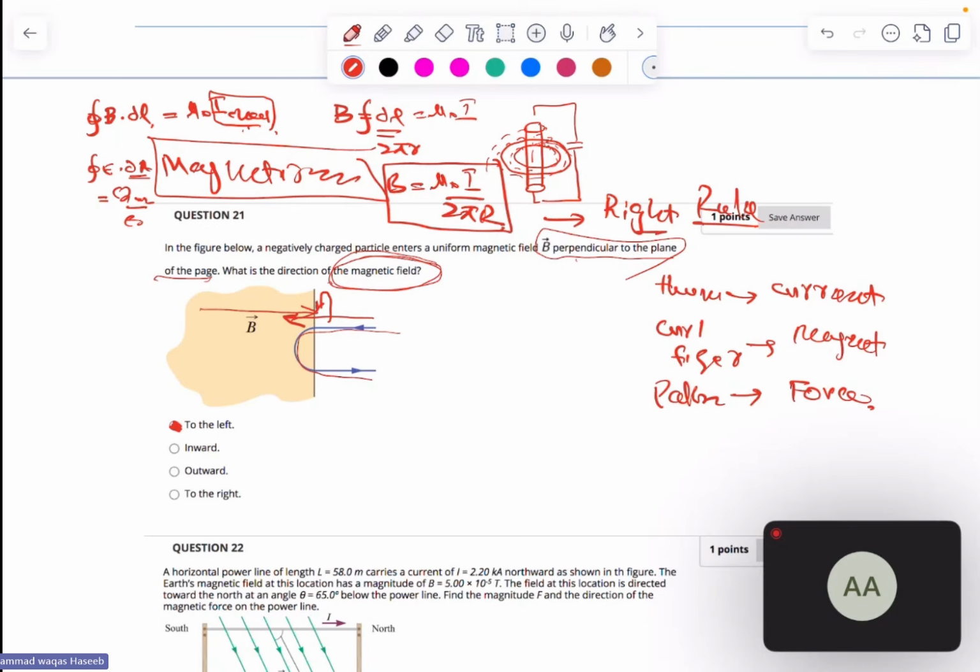So apply your right hand rule. This is the entry of the charged particle, which is I. Then you curl your fingers in the direction of the magnetic field, and your palm will give you the force. The force is inward, and the magnetic field is towards the left.